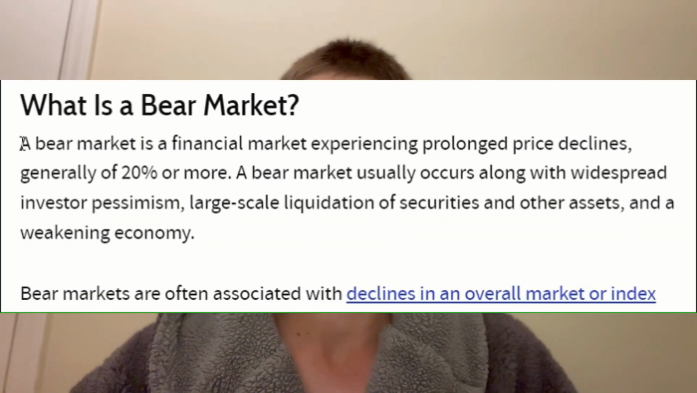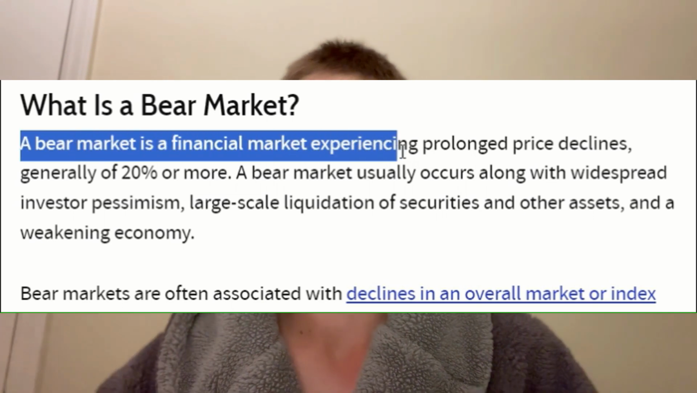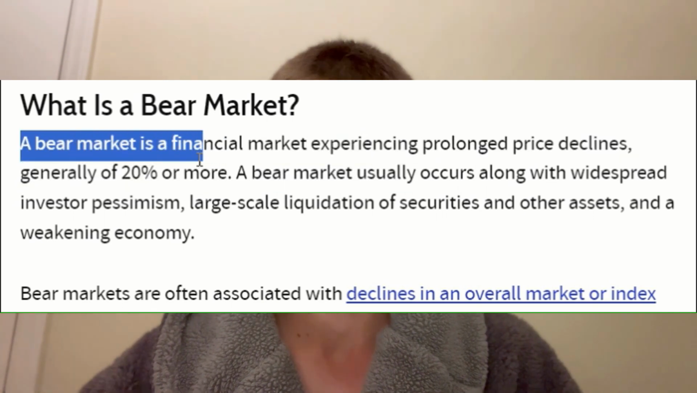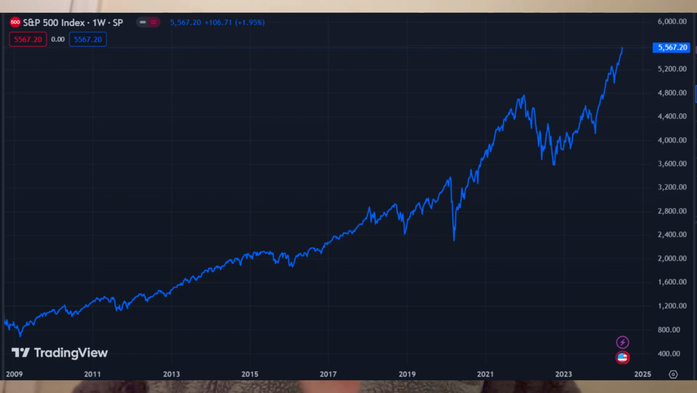A bull market is a period when stock prices are rising or are expected to rise. A bear market is the opposite, so that's when stocks are falling and prices are expected to fall. As you can see on the screen, from 2009 to early 2020, we experienced a long bull market. As you can see, stock prices steadily increased.